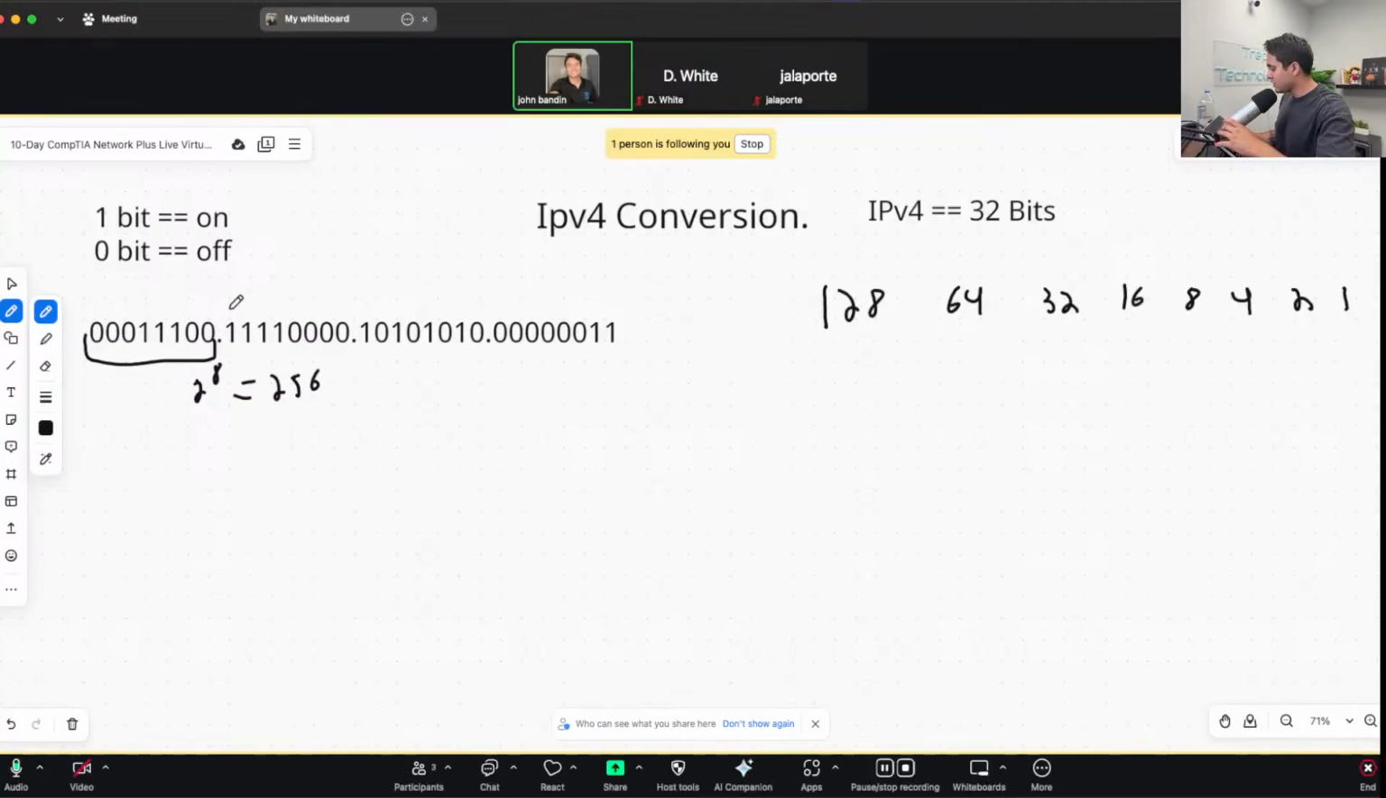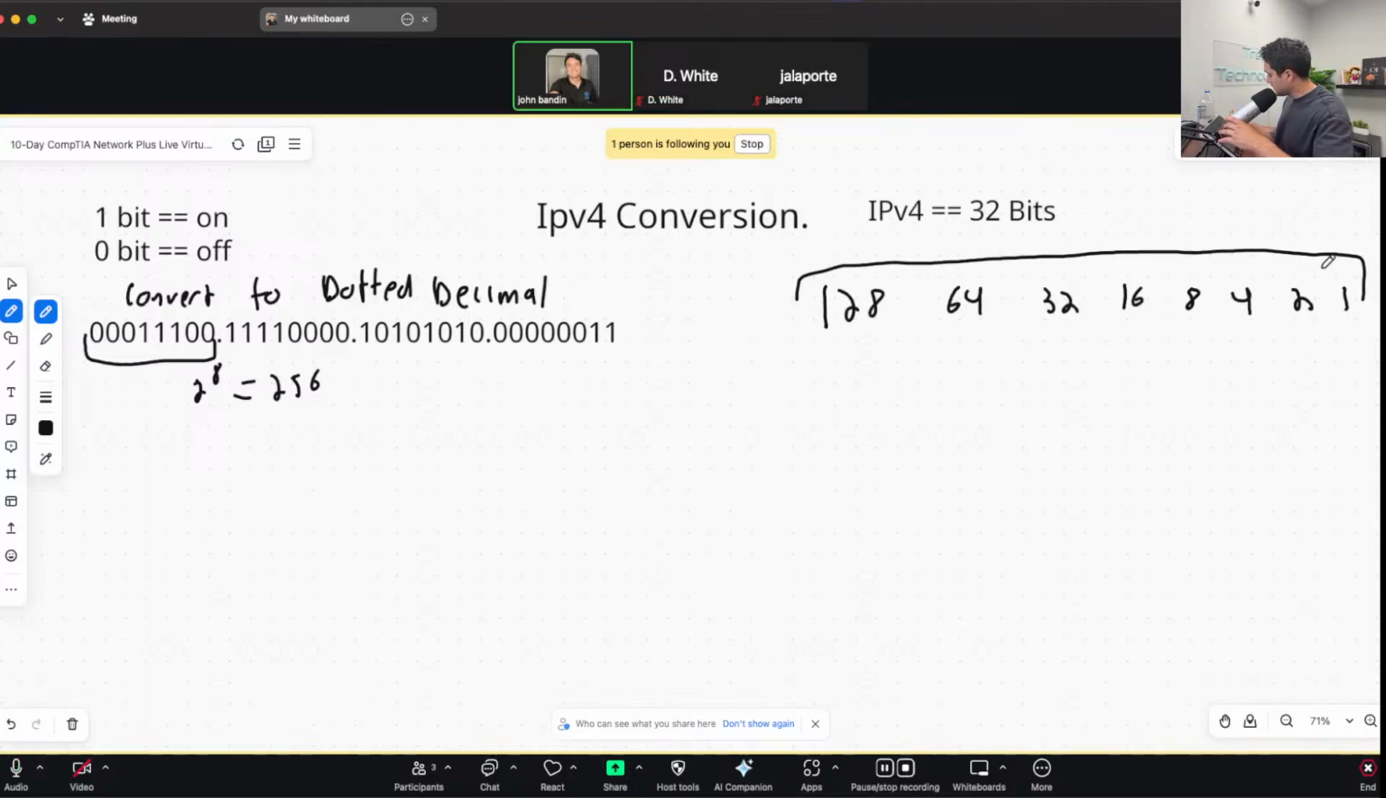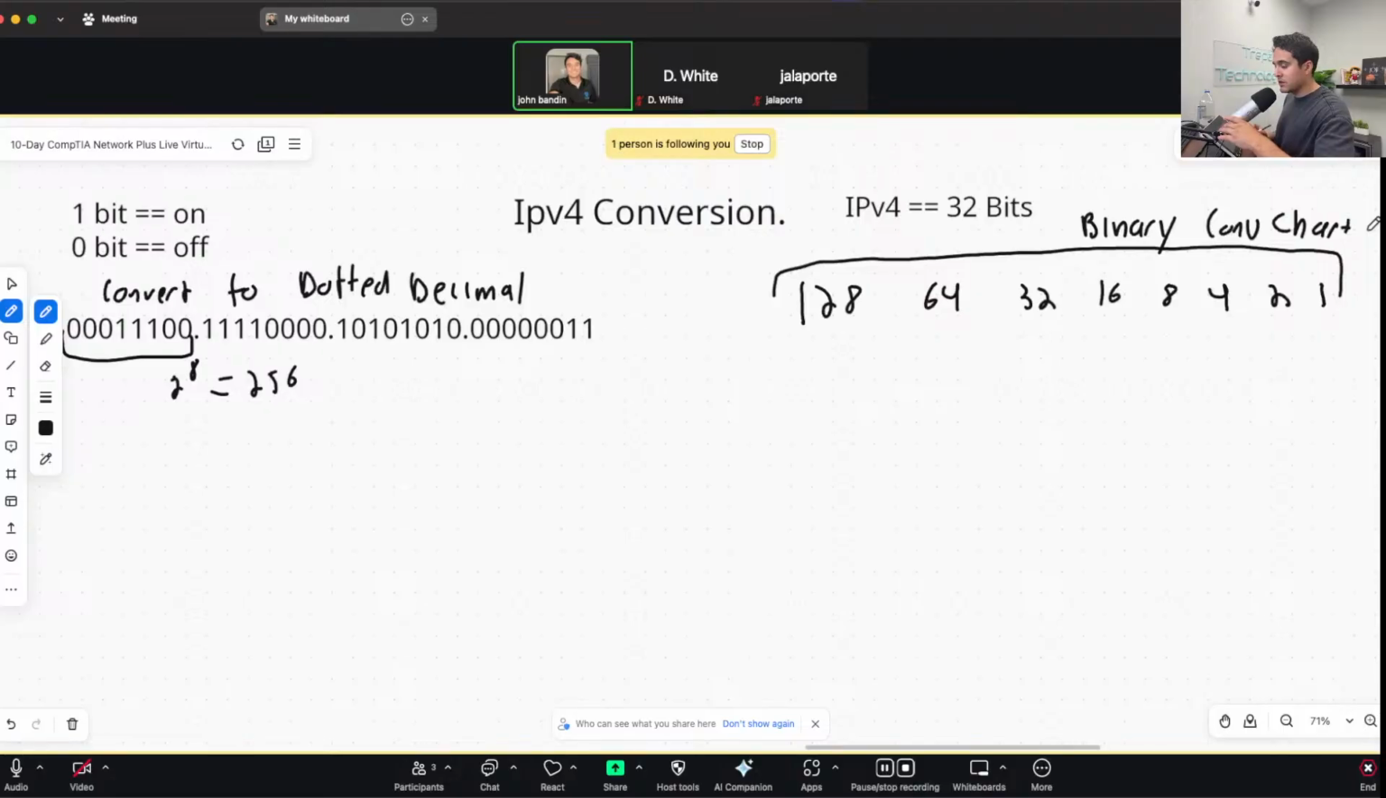Now, our main goal is I want to convert this 32-bit address to what I call dotted decimal. That's what the industry calls it, right? That's our correct term, dotted decimal. So we want to convert to dotted decimal. What I'm going to do is take this octet and put it under my binary conversion chart. So this right here, remember, is called a binary conversion chart.